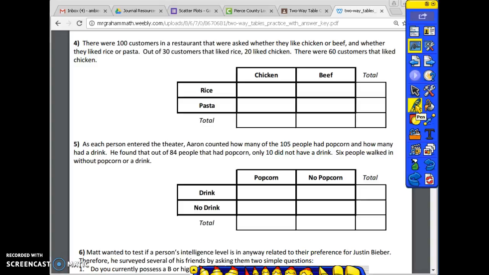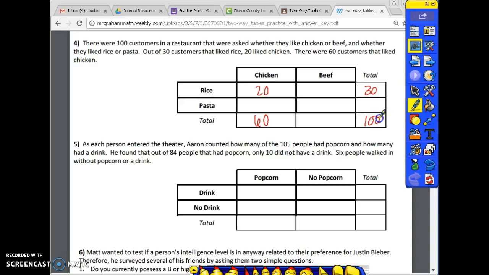So there's a total of the 30 that liked rice, 10 of them liked chicken. There were 60 customers that liked chicken. So out of the 30 total customers that liked rice, 20 of them liked chicken. And there were 60 total customers that liked chicken. So we need to fill in the rest of this based off of what we know.